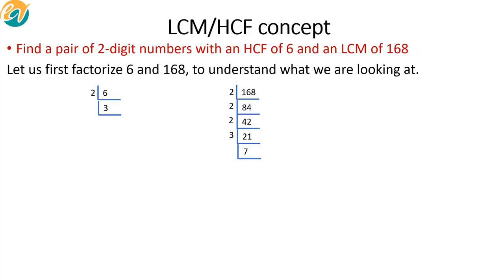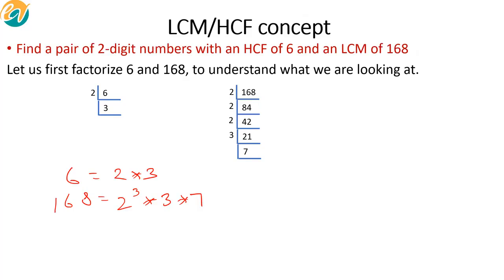So this is how we do prime factorization. So 6 is essentially what? 6 is 2 into 3, and 168 is how much? Basically, 2 cube into 3 into 7. So this is how we've done prime factorization.